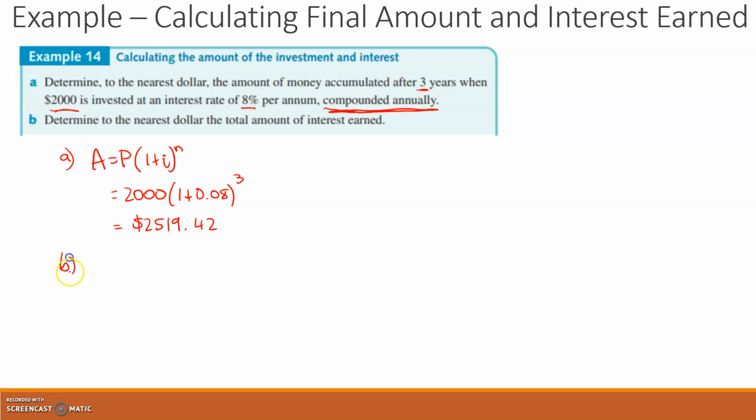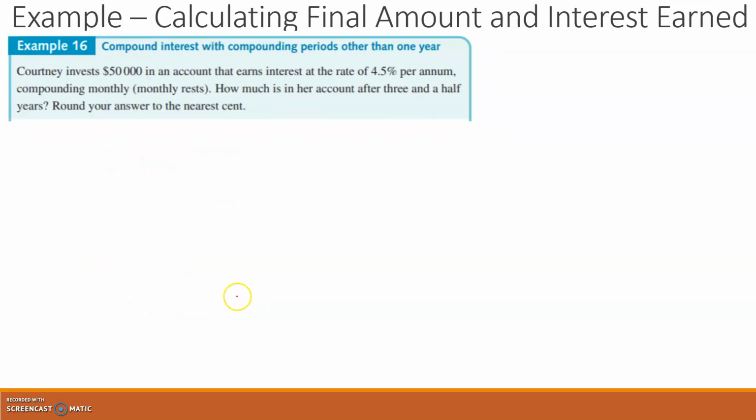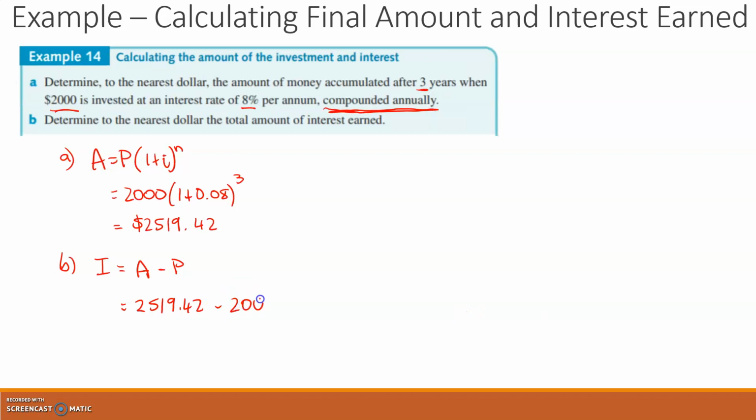Now B says, determine to the nearest dollar the total amount of interest earned. So using the second formula from the other page, or just common sense really, the amount of interest earned is our end value, our amount, minus our starting value, our principal, because we're finding out what difference occurred over that time period. So my A value is 2519.42, and my principal is $2,000. So clearly, without even using a calculator, our interest earned was $519.42.